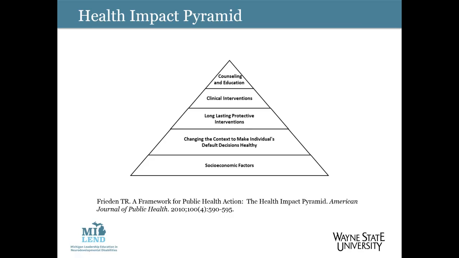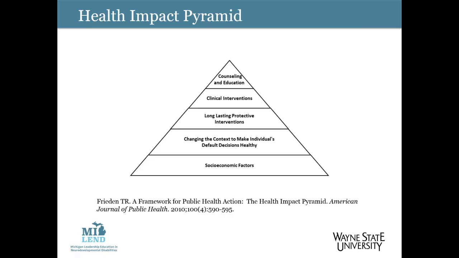Okay. At the level of changing the context, interventions are aimed at altering the environment so that individuals' default decisions become healthier. Such interventions may include adding fluoride to water or improving the air quality. Because changes at this level do not require individual level behavior change, they can be effective in impacting a large number of people. In the middle level of the health impact pyramid are one-time protective interventions, such as immunizations and cancer screenings. These occur at a limited point in time, but have the potential to impact health long-term.